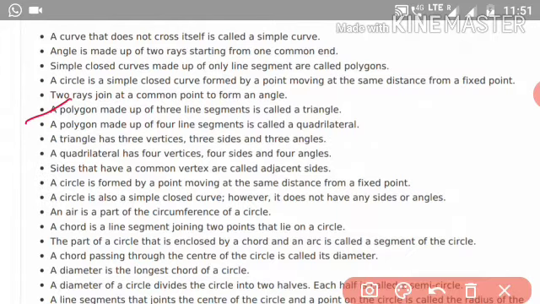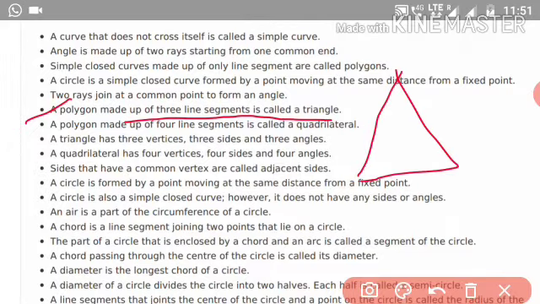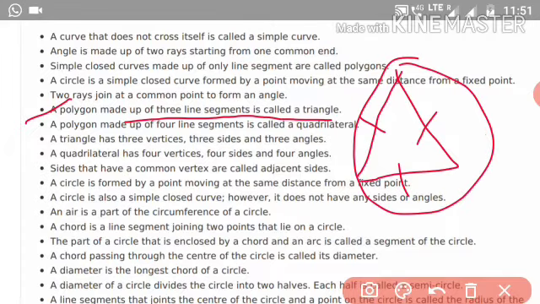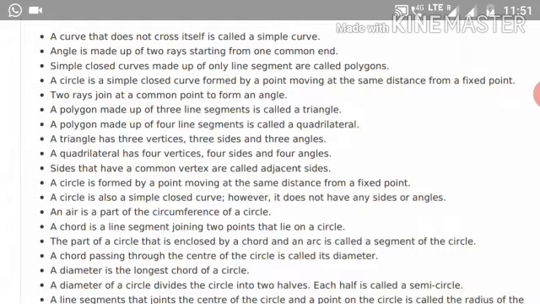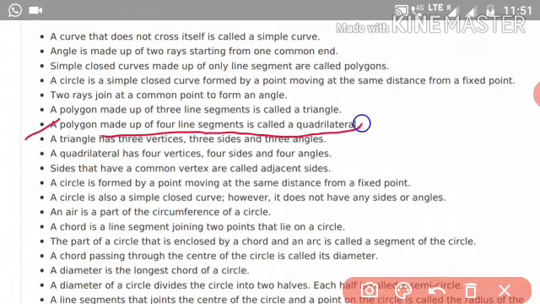Now a polygon made up of three line segment is called what? Triangle. So a polygon made of what? Three line segment. How many line segment? Three. And this is called what? Triangle. Okay, so please keep in mind, this are important. A polygon made up of three line segment is called what? Triangle. In the same way, a polygon made up of four line segment is called what? Quadrilateral. Okay, four line segment is quadrilateral.